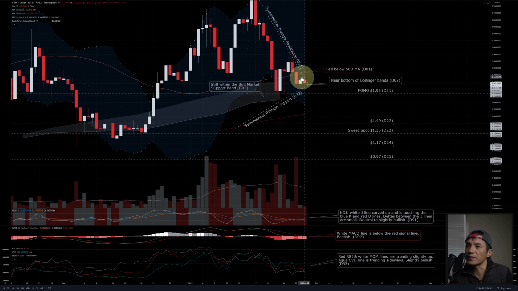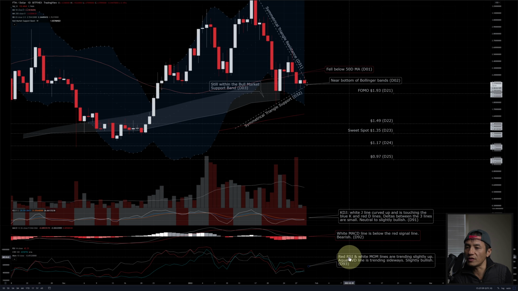It also fell below the pink wavy line here. That's the 50-day moving average, and that's bearish. Down here on the KDJ line, the white J line is curving up. It's currently below the blue K and the red D line, but it's curving up, and they're so tight together. It's more neutral to slightly bullish because of the curve of the J line going up. On the MACD, the white MACD line is below the red signal line, and you can see all these histogram bars being red. That's bearish.